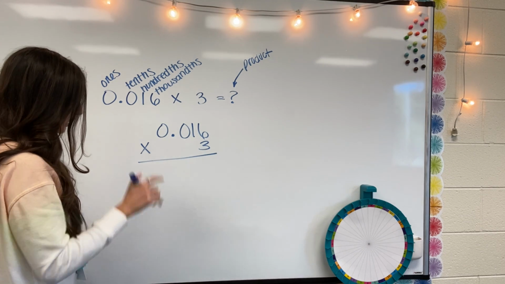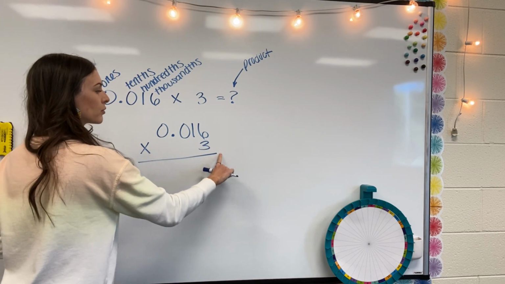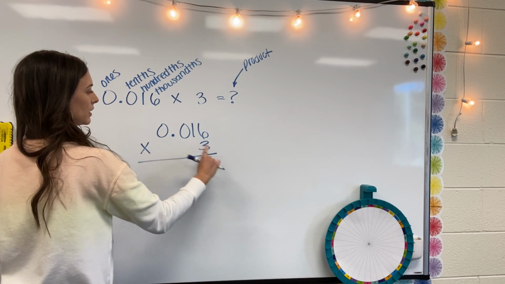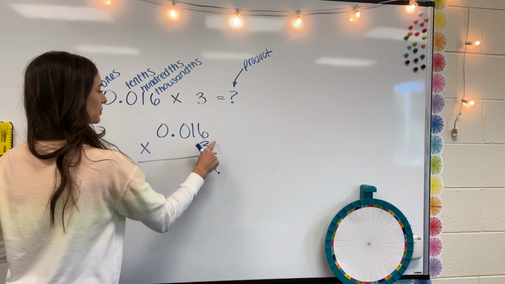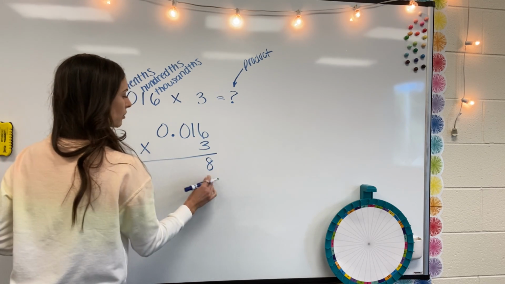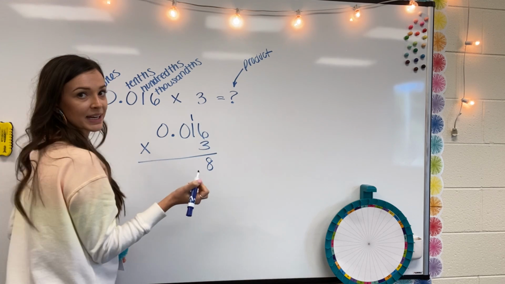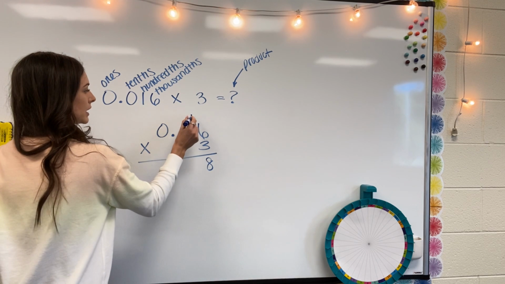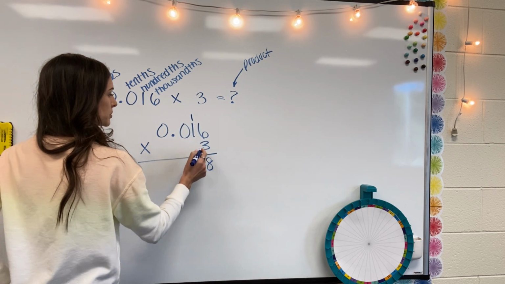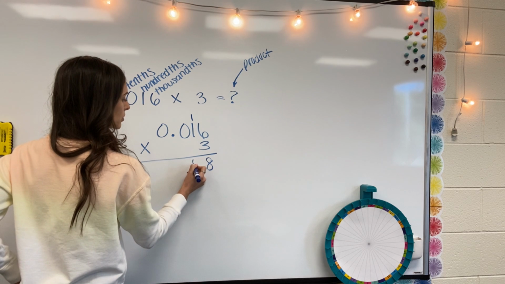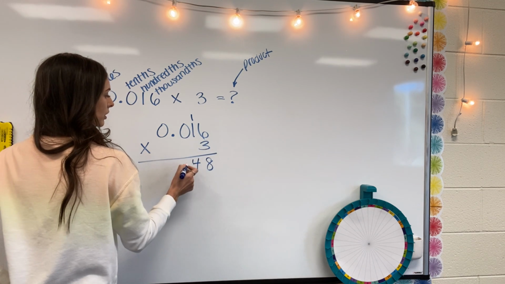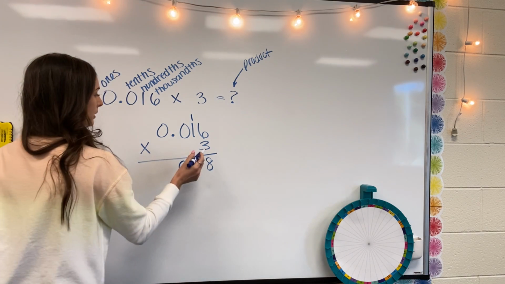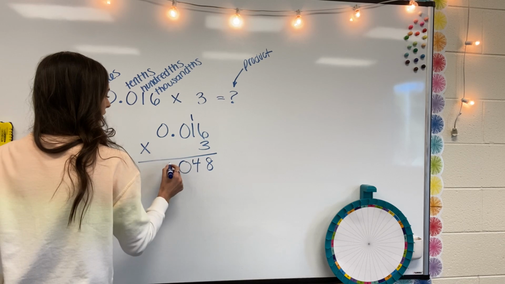So when we multiply, we're starting off with this bottom right corner, and we're multiplying this number by each place on the number up top of it. So 3 times 6 gives me 18. I record my 8, regroup my 10. 3 times 1 equals 3, and then I need to include my whole that is regrouped. So 3 times 1 is 3, plus 1 equals 4. 3 times 0 is 0. You can write it, you cannot write it. Either way, it doesn't matter. And 3 times 0 is 0.